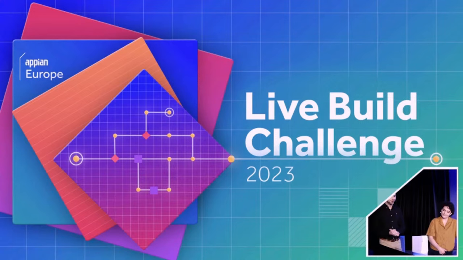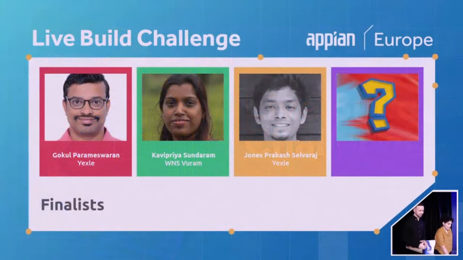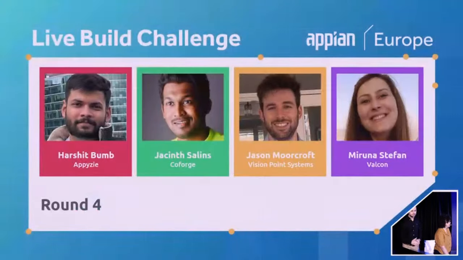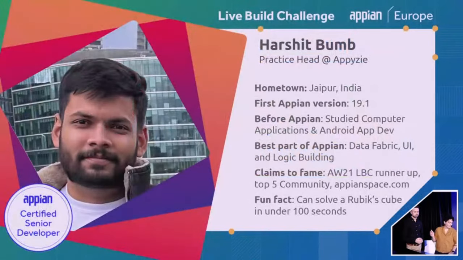And this final is looking pretty good. So shall we see who that final spot in the final is going to? Absolutely. All right. So those are our finalists so far. Round four. First up, we have from AppEasy, the practice head over there, Harshit Bum. It's been brought to my attention that the online chat is really blowing up for Harshit, so maybe he doesn't even need any introduction at all.